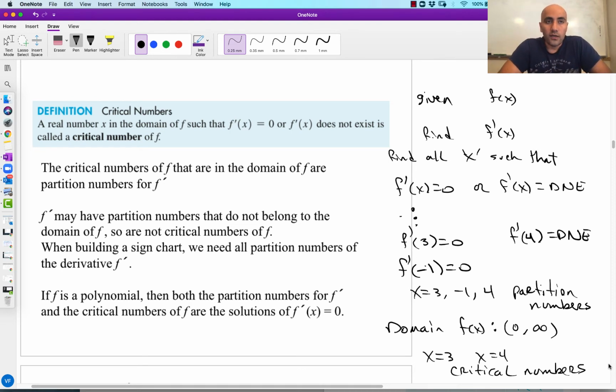And also, when you're working with a polynomial, you're not going to find a case where the derivative doesn't exist somewhere. Remember, polynomials are differentiable on all real numbers as well. So in the case of polynomials, we'll have a really nice situation where the critical numbers are the partition numbers, and they all result out of the first derivative f prime of x equals 0.